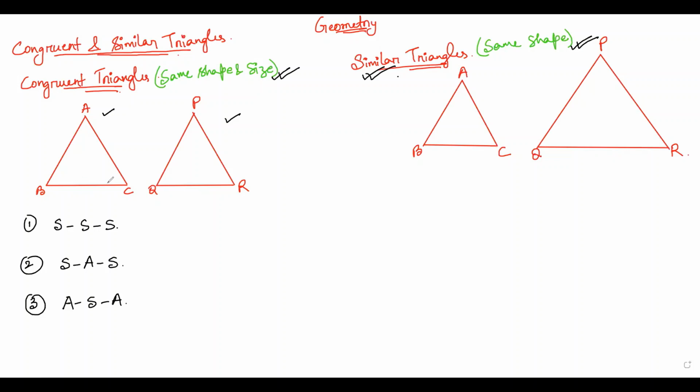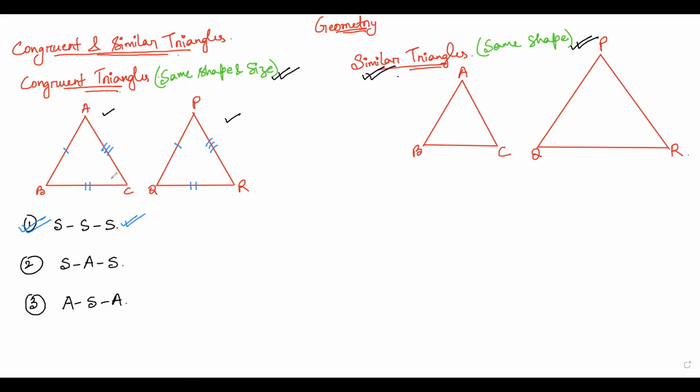For congruency of triangles, the first condition is side-side-side congruency. That is, three sides of one triangle are respectively equal to the three sides of the second triangle. That is, for the triangle ABC, if the side AB is equal to the side PQ, and the side BC is equal to the side QR, and the side AC is equal to the side PR, then these two triangles can be termed as congruent triangles through SSS rule, that is the side-side-side congruency.